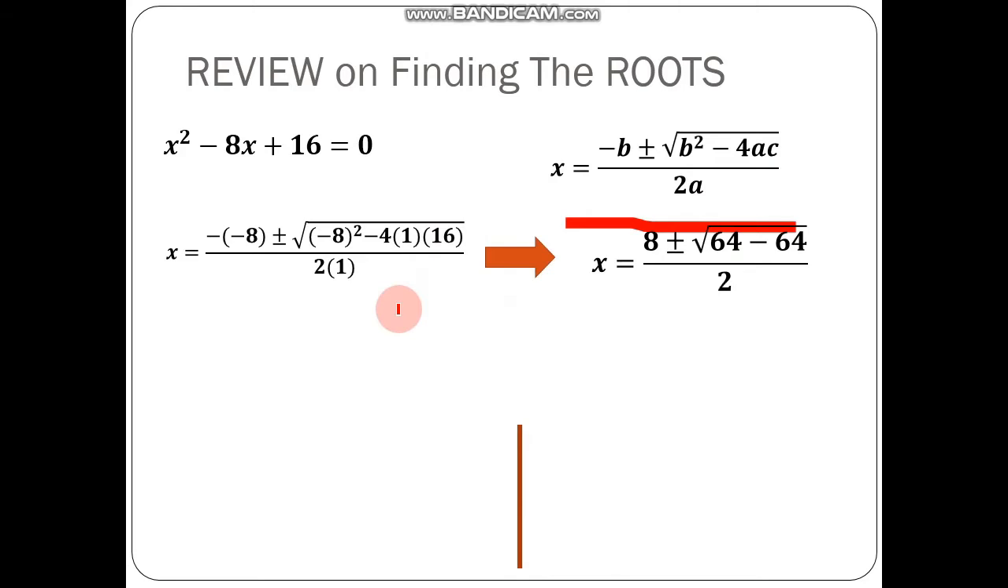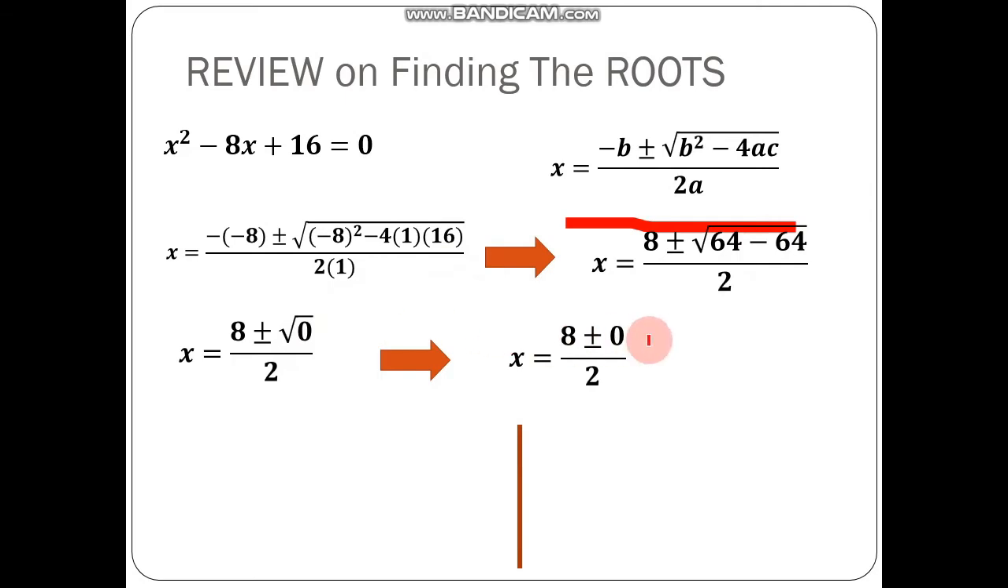And simplify. Negative times negative 8 is equal to positive 8. Negative 8 times negative 8, we have positive 64. And then negative 4 times 1 times 16 is equal to negative 64. Simplify the numbers under the radical sign. 64 minus 64 is equal to 0. The square root of 0 is 0.